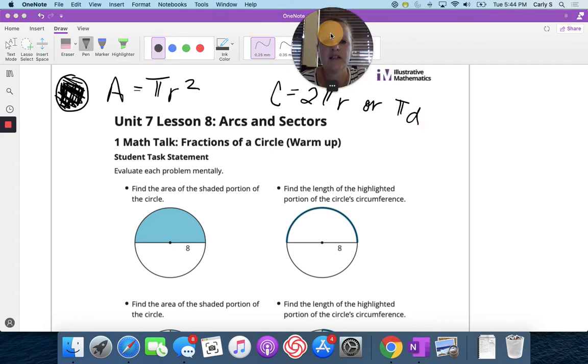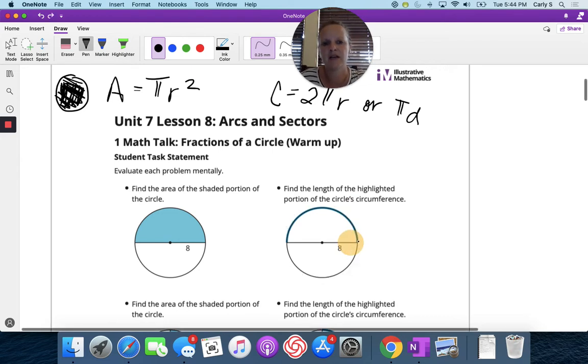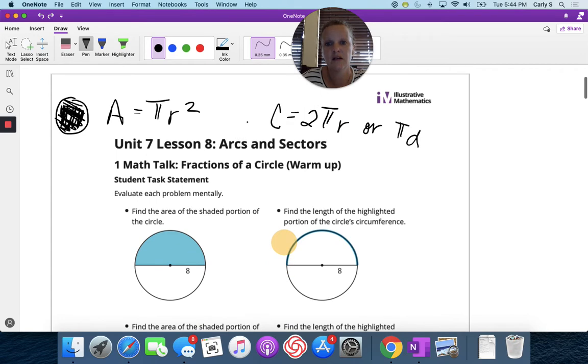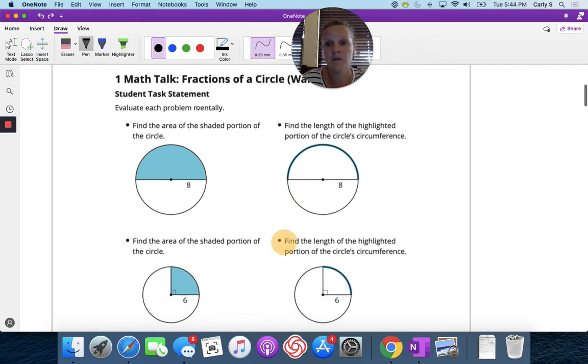Circumference of a circle is very similar to the perimeter of a polygon. Okay, it's the distance around something, the distance on the outside. So for instance, this would be the circumference of the circle, the distance all the way around. Now this one is the distance halfway around the circle. Okay, so using these two equations, let's talk about our warm-up.